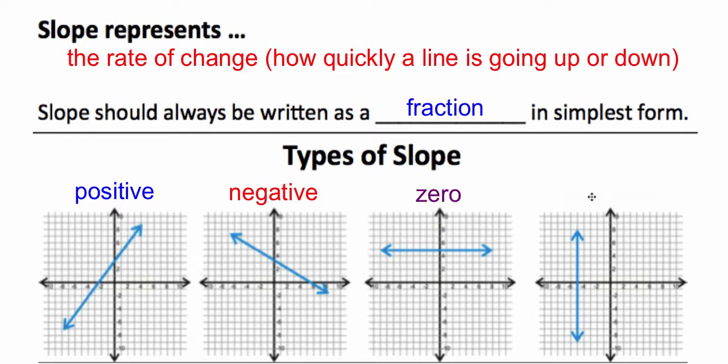The last one we call undefined. It's a vertical line, and the reason it's undefined is because it's not moving left or right at all, so you can't quite figure out what's going on. It's literally just falling straight down. So this one isn't a 0 slope, a flat one, but it's called undefined. It's a straight slope going straight down.